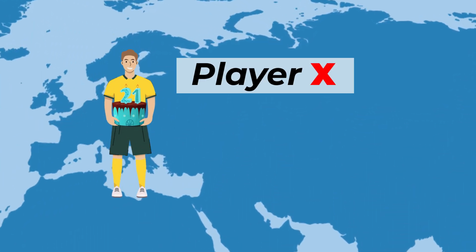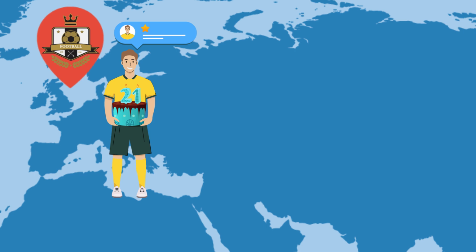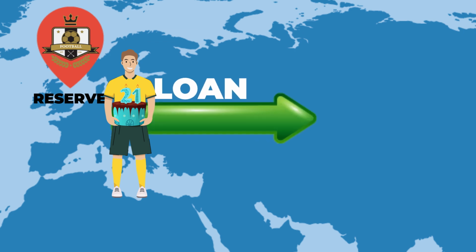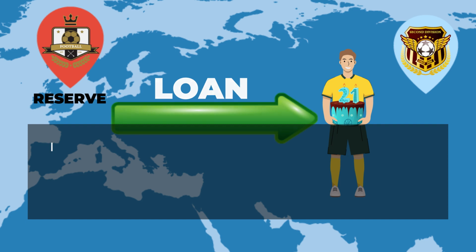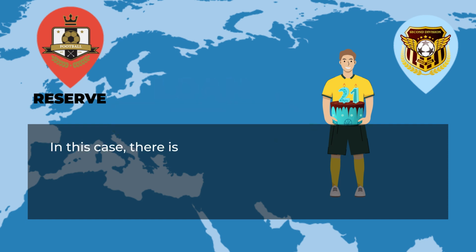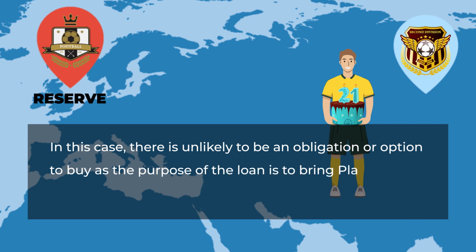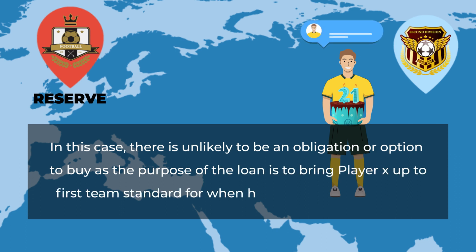Player X is 21 years old. He is a professional at a top club in Europe, but does not have any experience beyond reserve team level. The loan manager has found him an opportunity to play for a second division team until the end of the season. In this case, there is unlikely to be an obligation or option to buy, as the purpose of the loan is to bring player X up to first team standard for when he returns for next season.